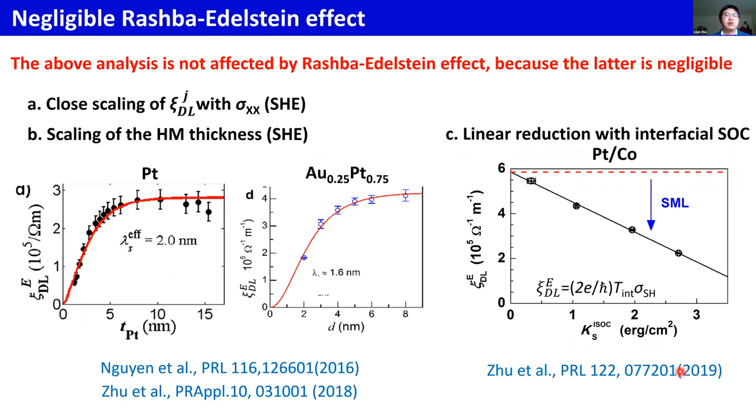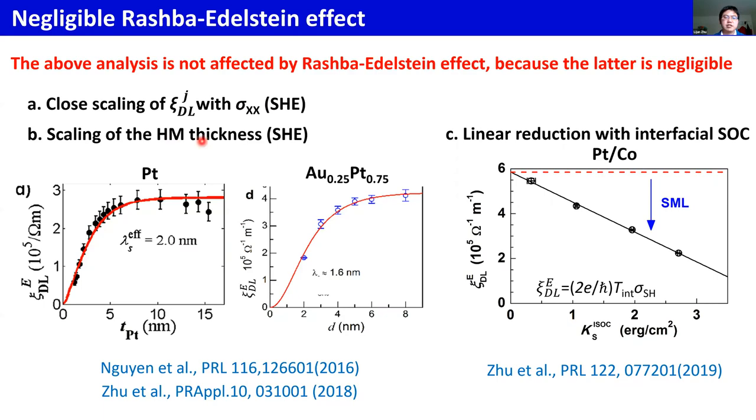Here I want to point out the above analysis is not affected by the Rashba effect because the latter is negligible in the samples we study here. I have three pieces of evidence. First, as I showed previously, dampinglike torque efficiency scales closely with conductivity, which is clearly a sign of bulk spin Hall effect. Secondly, the dampinglike torque efficiency scales with the heavy metal thickness.